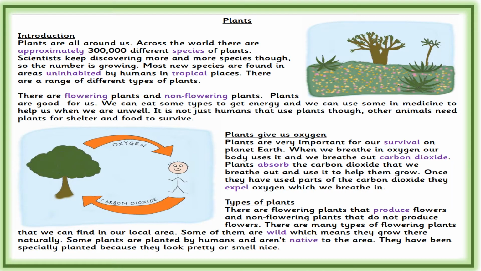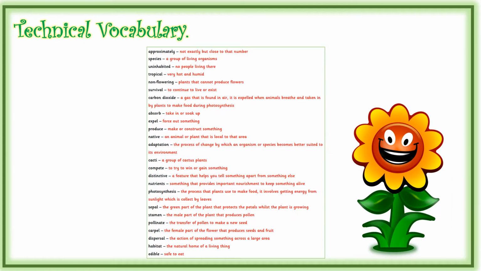This is a non-chronological report about plants. You can see this because of the title at the top of the page. It also features subheadings which are underlined to tell you what you will be reading in each section. Throughout the text, there are many purple words. These are technical words which are relevant to this topic. There is a page of these words in your pack which tells you the meaning of each word.